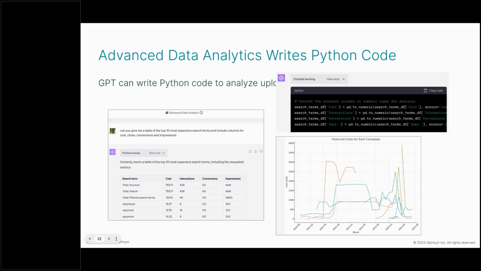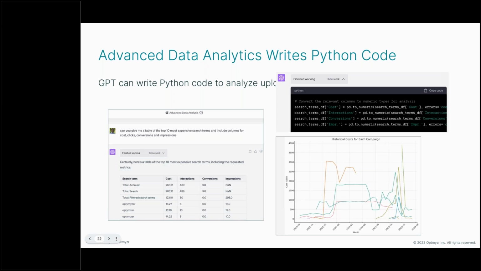But what's nice is you can use GPT to basically have a conversation with this thing, and you can upload data to it, and then you can say things like, hey, can you give me a table of the top 10 most expensive search terms and include columns for this, that, and that? And then it starts spitting that out, and then you can say, well, can you put that into a chart for me, and can you plot it historically over time? And you basically have an interaction.